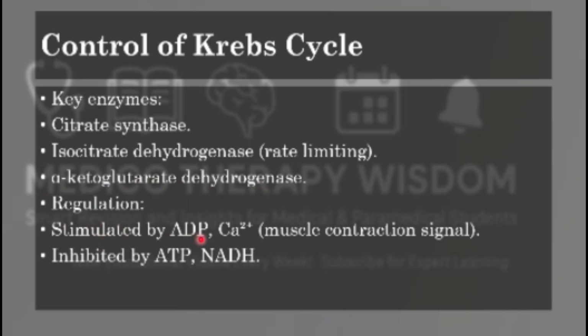Now how will it regulate? First, it is stimulated by ADP and calcium, which is the muscle contraction signal. And what is the inhibition? It is inhibited by ATP and NADH. So the Krebs cycle is strongly influenced by calcium. We can say it solely depends on calcium. So as the muscles contract, it activates ATP production.